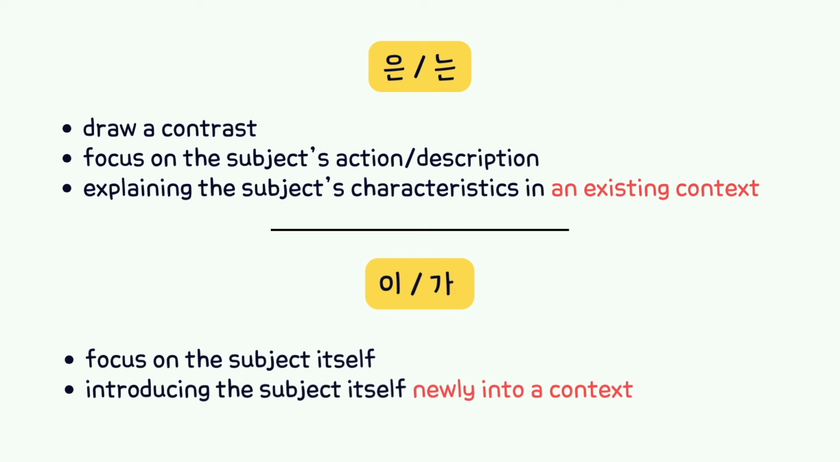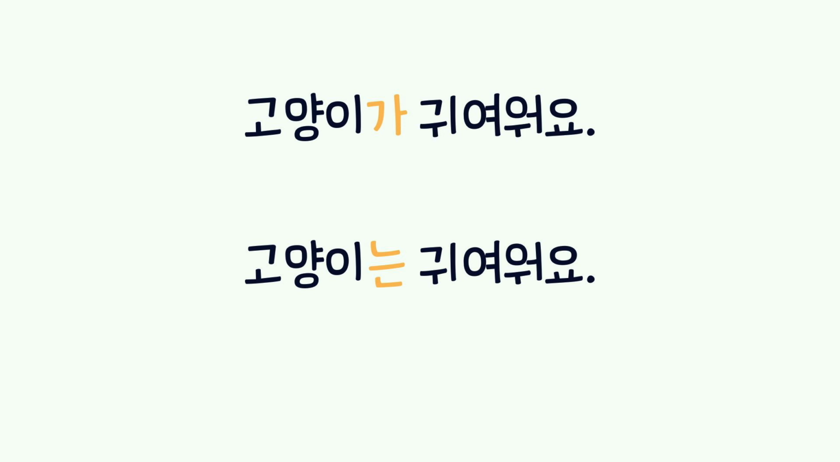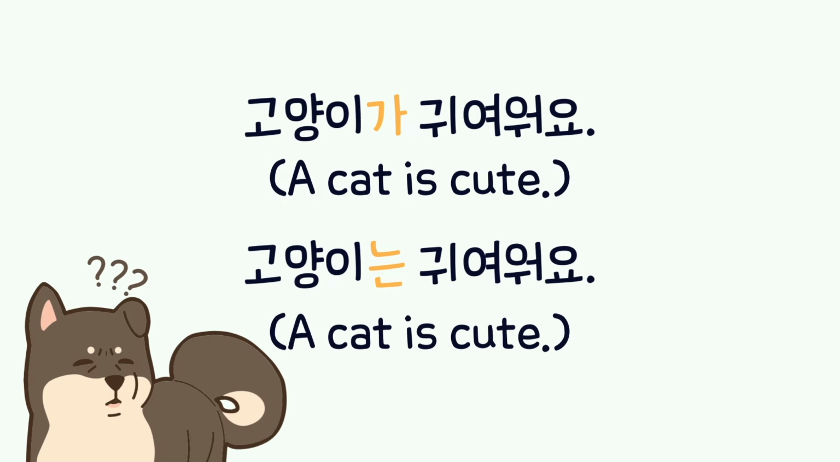On the other hand, 이, 가 is used when the subject itself is the focus of the sentence. It's also what you use to introduce the subject newly into a context. As you can see, 이, 가 feels a bit simpler. You might have thought the translations of these sentences were the same and felt really confused. And you're right, both translations are indeed the same.